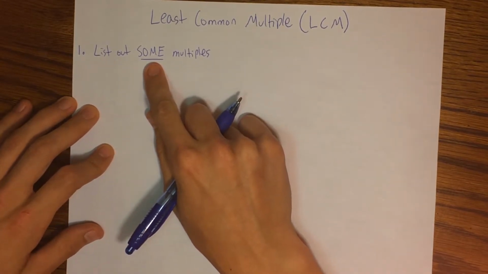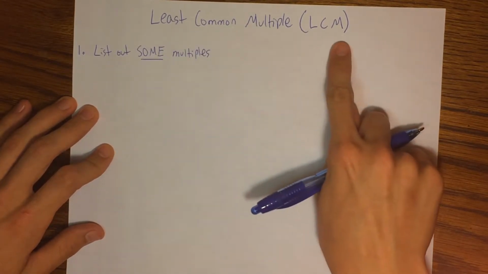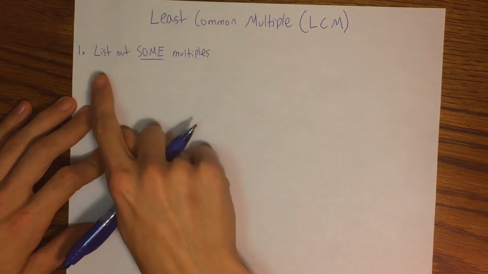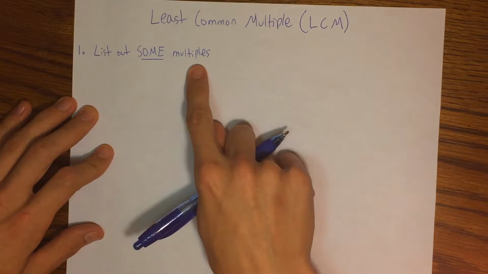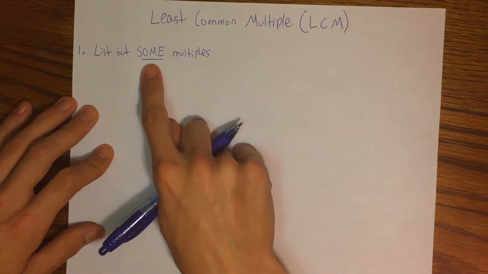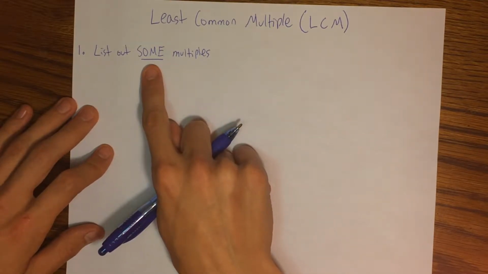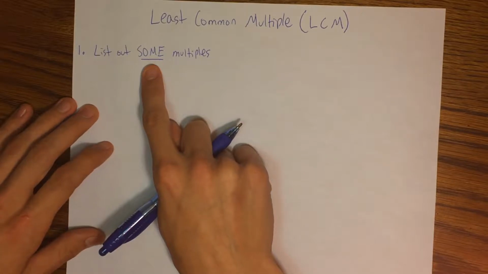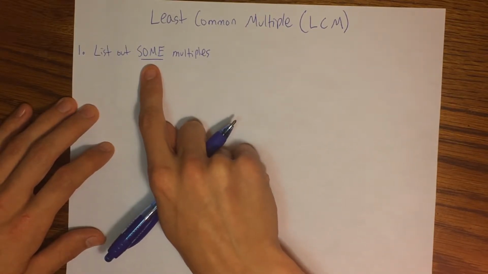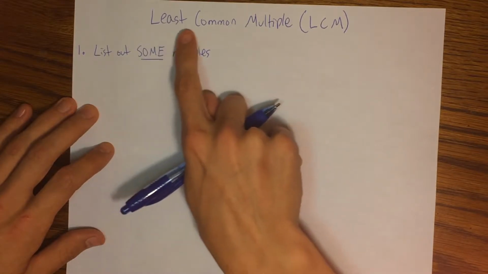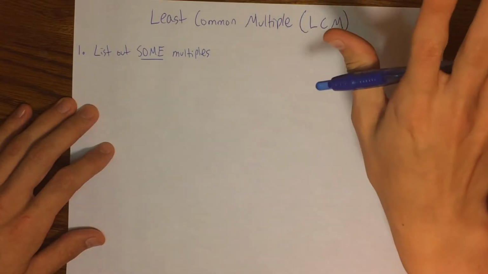Well, when we were finding the greatest common factor, let's rewind our brain a little bit, I said for the first step, list out all factors. I said the word all here, and that's because the factors are finite. It shouldn't take you too long to list them all out, especially in some of the examples that we're working with. Okay, but multiples, they go on forever.